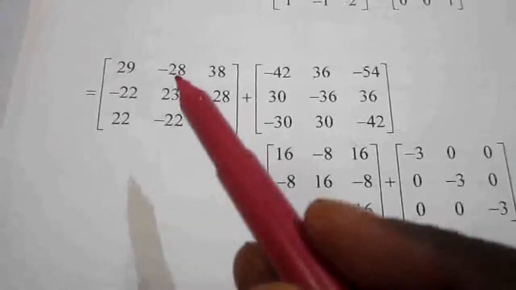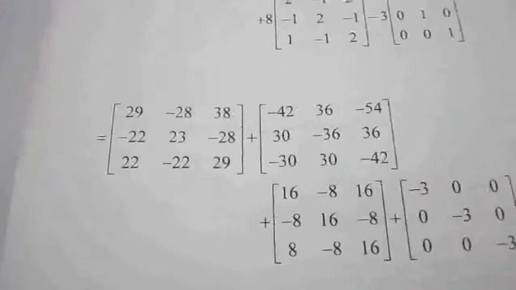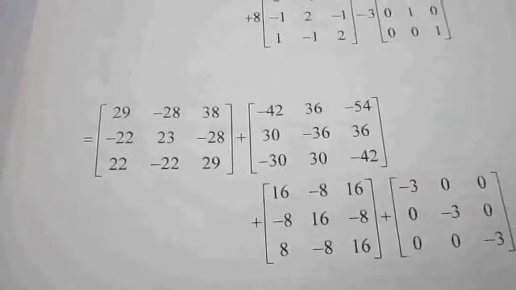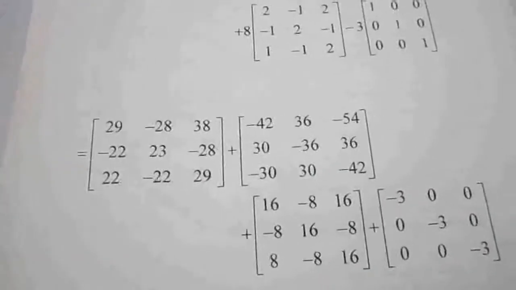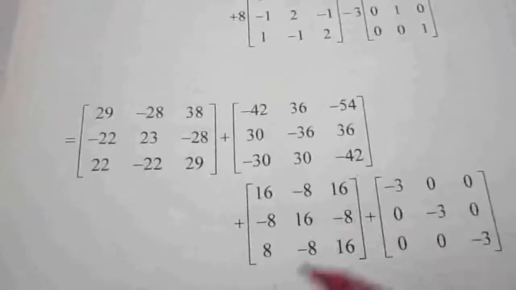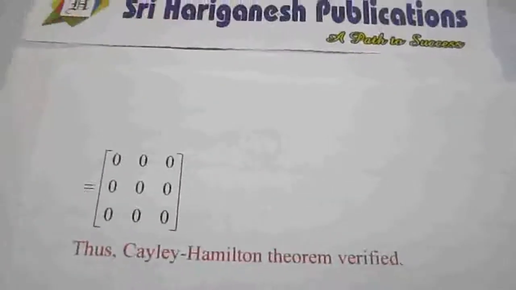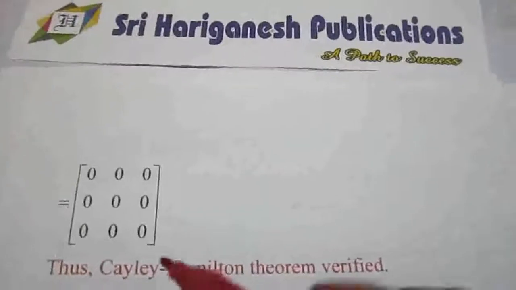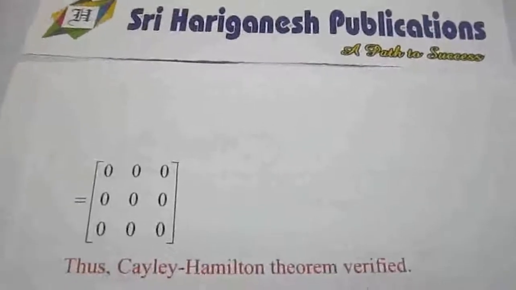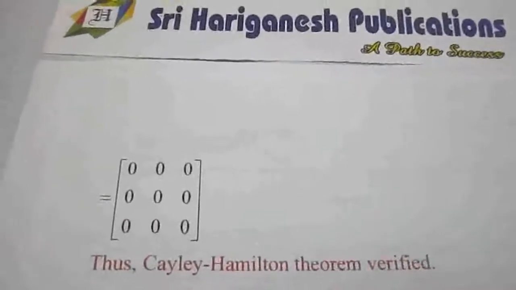Similarly in the second term, minus 28 and 38. You see minus 28, 36, minus 8 and 0. Add the second element, you will be getting 0. Similarly add each element, you will be getting a 0 matrix like this. So after adding, if you are getting a 0 matrix, then Cayley-Hamilton theorem verified. So first part over, Cayley-Hamilton theorem verified.